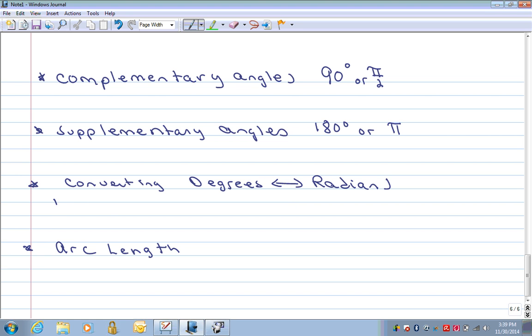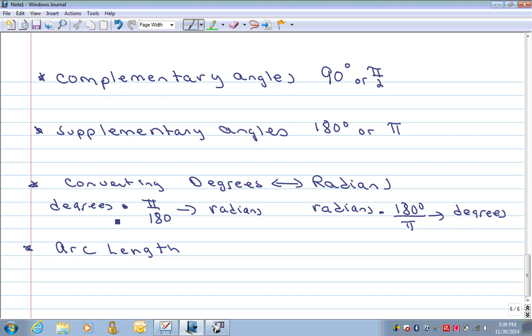If you're going from degrees to radians, you would multiply by pi over 180, and that will give you radians. If you're going from radians to degrees, you'd multiply by 180 over pi. Think about your radians at the top, your radians at the bottom. They would cancel, and you'd be left with degrees. That would give you your degrees. And over here, you have your degrees at the top and your degrees at the bottom. They would cancel, and that would leave you with radians.